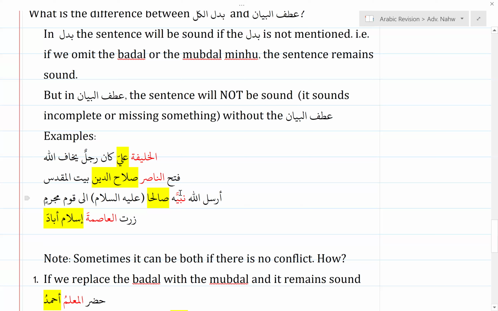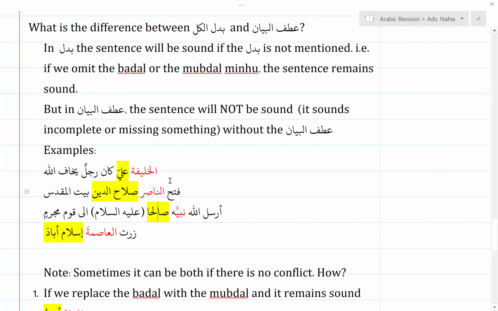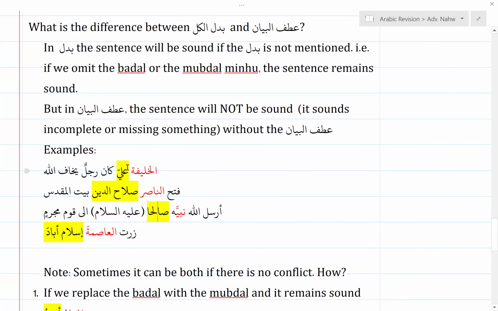Of course, you can see that if I treat صالحا as a badal, I can actually replace أرسل الله صالحا. I can replace the whole thing نبيه with صالحا. So either it could be بدل الكل or عطف بيان. That is why they're very closely related, depending on how you look at it. So you can easily replace.